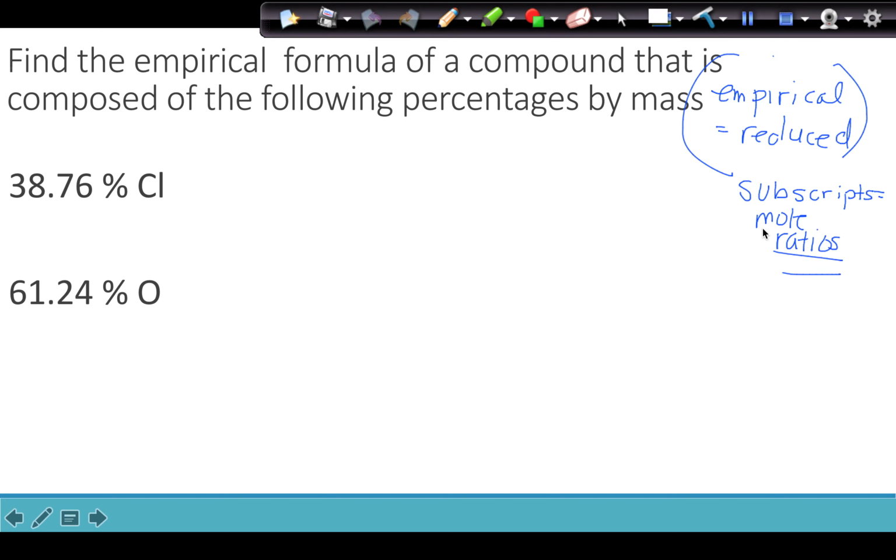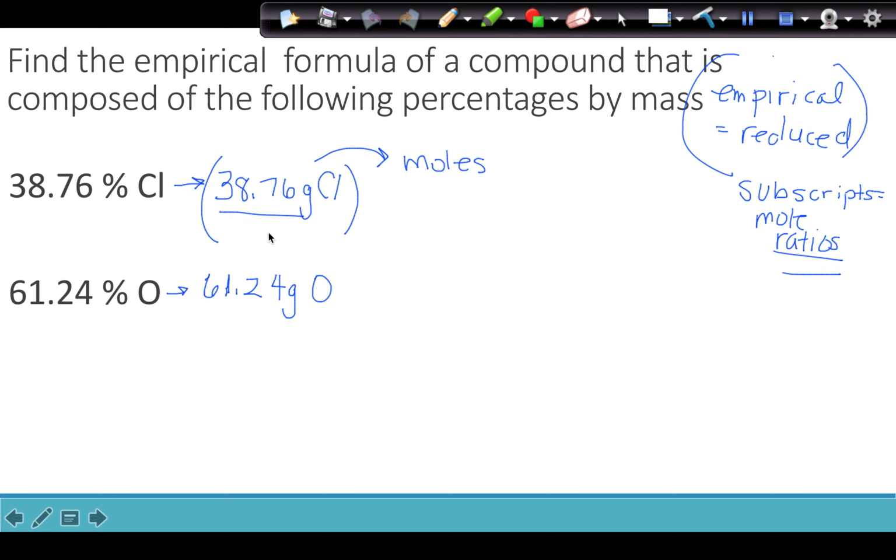So if we want to do mole ratios to get our subscripts and they're giving us percent by mass, the first thing that we're going to say is that, okay, if we have a 100-gram sample, that means that we have 38.76 grams of chlorine and 61.24 grams of oxygen. We know how to go from grams to moles. So that's all we're going to do here is just say, hey, these percents are out of 100. In a 100-gram sample, we will have this many grams of each element.